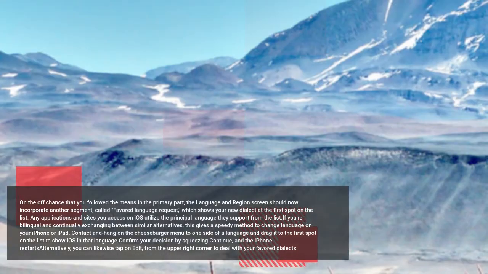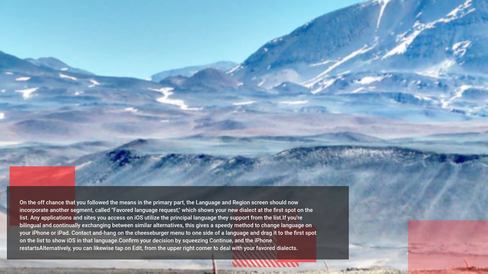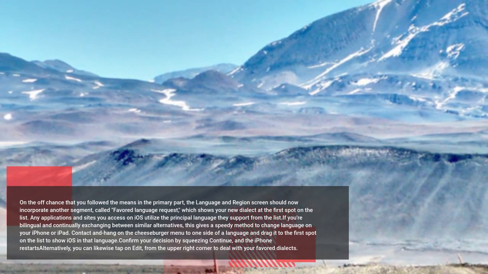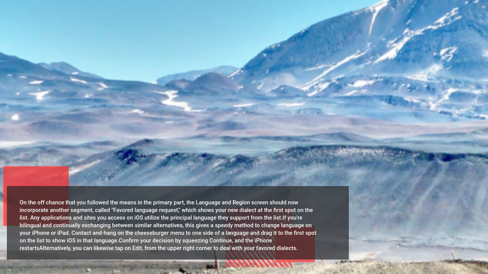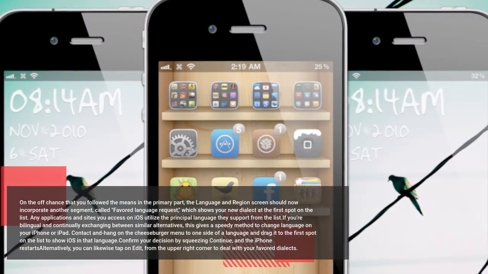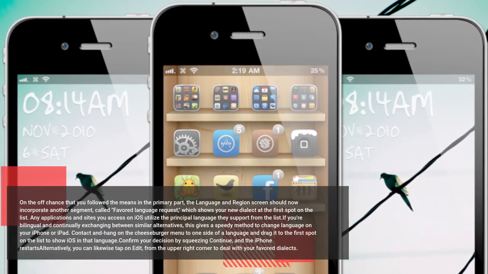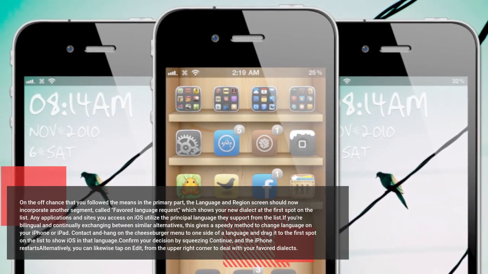On the off chance that you followed the means in the primary part, the Language and Region screen should now incorporate another segment, called Favored Language Request, which shows your new dialect at the first spot on the list. Any applications and sites you access on iOS utilize the principal language they support from the list. If you're bilingual and continually exchanging between similar alternatives, this gives a speedy method to change language on your iPhone or iPad. Contact and hang on the cheeseburger menu to one side of a language and drag it to the first spot on the list to show iOS in that language. Confirm your decision by squeezing continue, and the iPhone restarts.